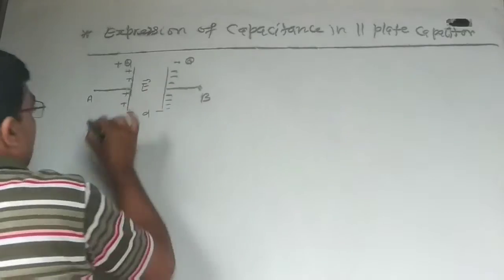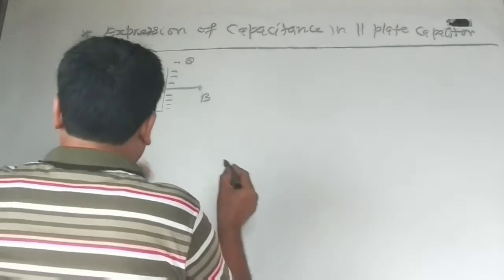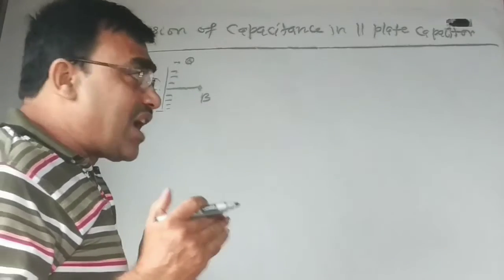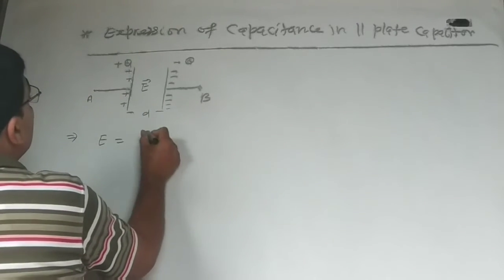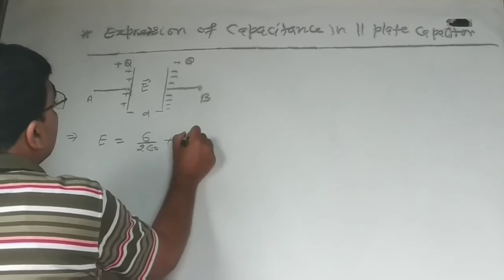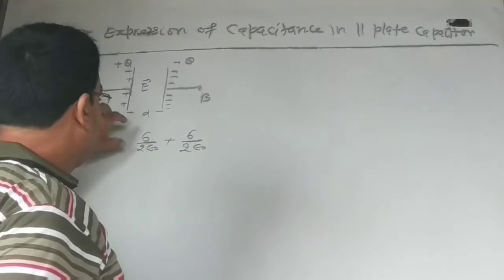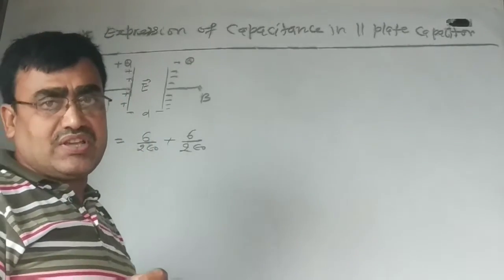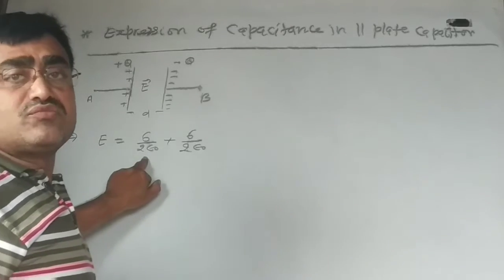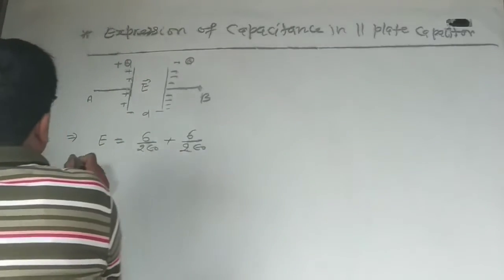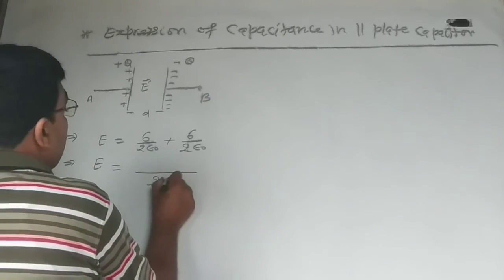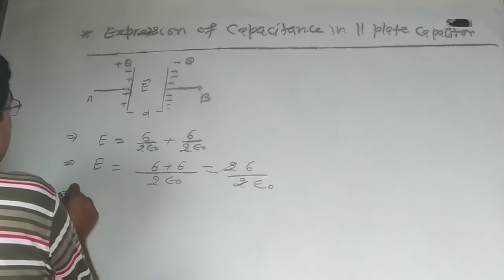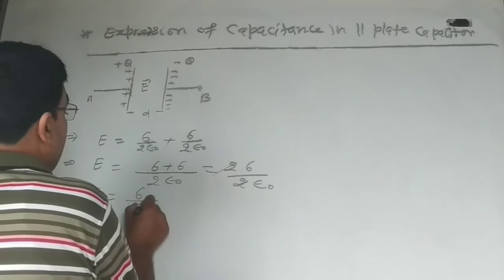Here electric field is produced in the inner region. That implies the electric field produced by the plates of the capacitor is E equal to sigma upon 2 epsilon naught plus sigma upon 2 epsilon naught. This is the electric field produced by the first plate, and this is the electric field produced by the second plate in the inner region. This is the application of Gauss's theorem. Here 2 sigma upon 2 epsilon naught, the 2 cancels, therefore E is equal to sigma upon epsilon naught.